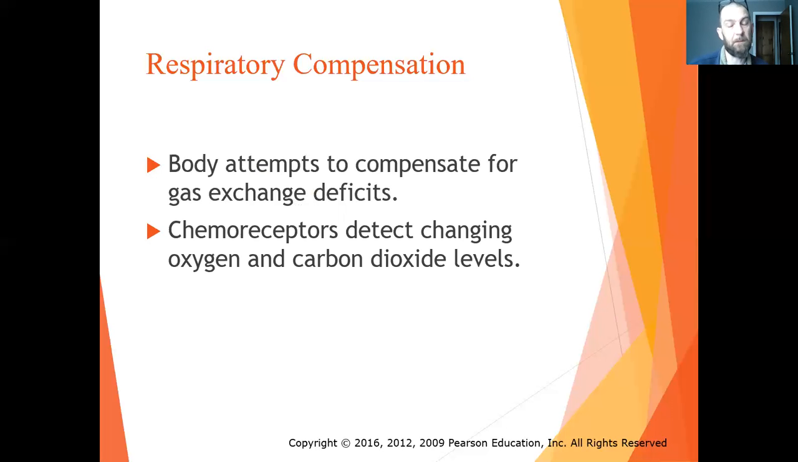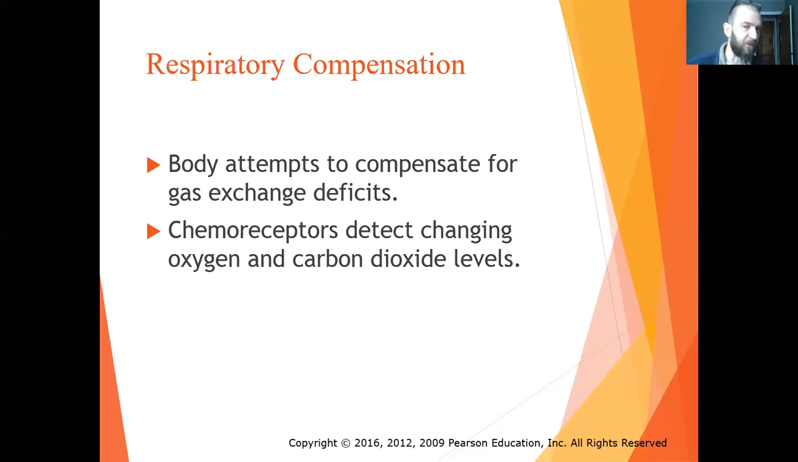So in our blood, in different places in our bodies, we have these things called chemoreceptors, and they detect oxygen and carbon dioxide levels in our bloodstream. So we have some that are in our aortic arch, we have some in our carotid arteries, we have some in our brain, and they're just basically data collection centers that are just testing the blood to see how much carbon dioxide and how much oxygen is in there.